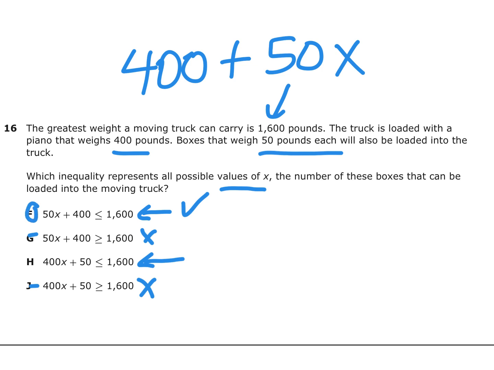50x plus 400 has to be less than or equal to 1,600. And that was the answer, F.